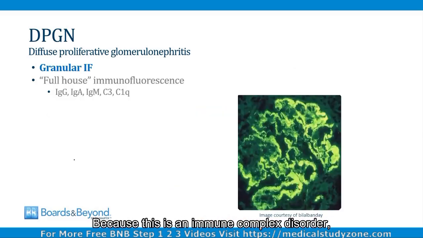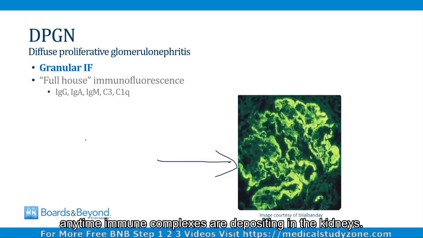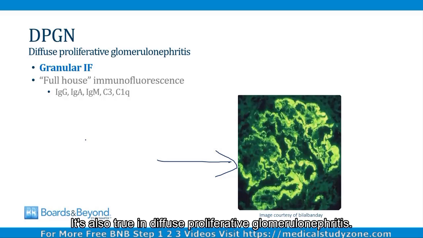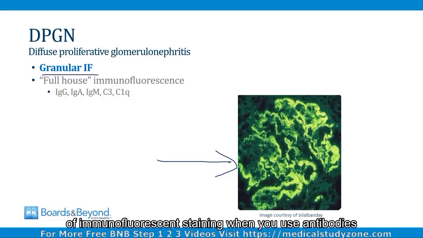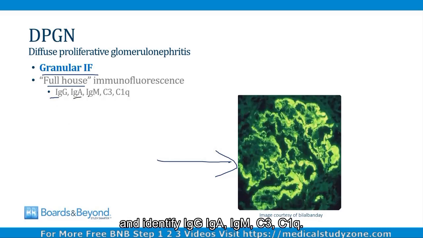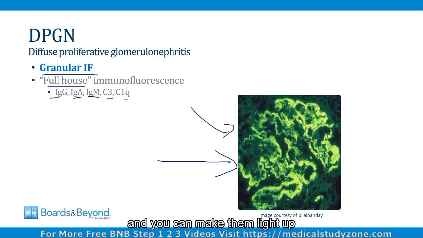Because this is an immune complex disorder, you can use immunofluorescent staining to identify the presence of immune complexes in the kidneys. Basically, immunofluorescence is very useful anytime immune complexes are depositing in the kidneys. That could be in post-streptococcal GN, that could be in IgA nephropathy. It's also true in diffuse proliferative glomerulonephritis. You will see a granular pattern of immunofluorescent staining when you use antibodies that light up if they bind just about anything in the immune system. This is called full house immunofluorescence. You can use fluorescent antibodies and identify IgG, IgA, IgM, C3, C1q. All of these things are embedded within the glomeruli, and you can make them light up if you use immunofluorescent staining of a renal biopsy sample.